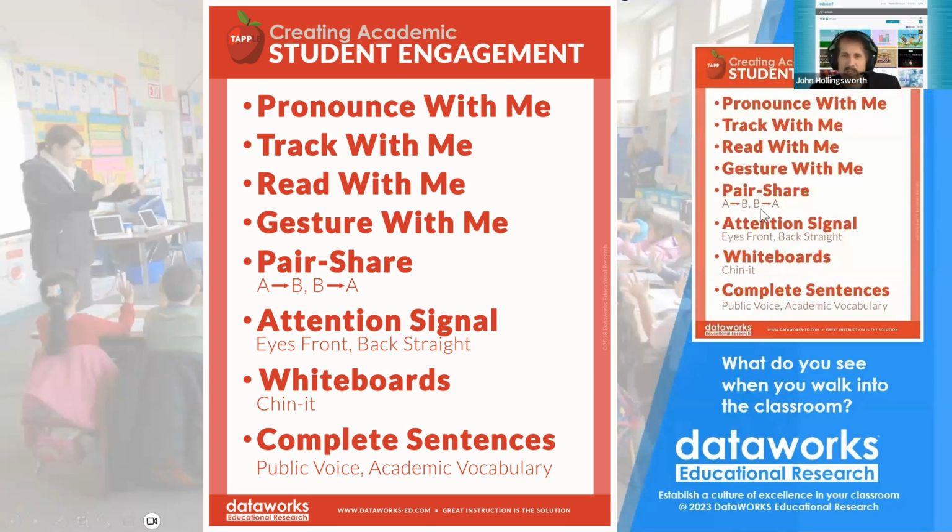All right, the next one is pair share. In EDI, Explicit Direct Instruction, we pair share every question. That means you're going to ask the question, turn to your partner, explain to your partner, and then have the partner come back. And that's why we've got this A to B and B to A. That really could be left to right, right to left, because I want both partners to talk. Okay, so we're talking about creating engagement. This is how you create engagement, so pair shares.